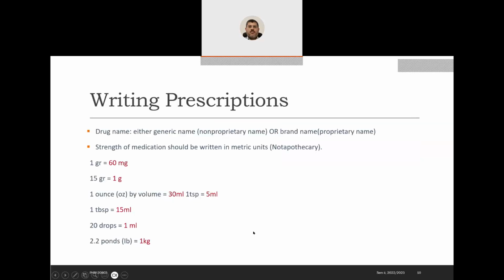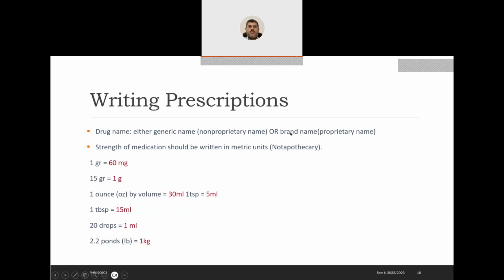Okay? These are most of the abbreviations that you will hear or you will see in your practice. Writing prescriptions. When it comes to writing prescriptions, the drug name should be generic name or branded name. So it depends on the regulations. Some countries request that it must be in generic name. Some countries allow both. So it depends on where you practice.